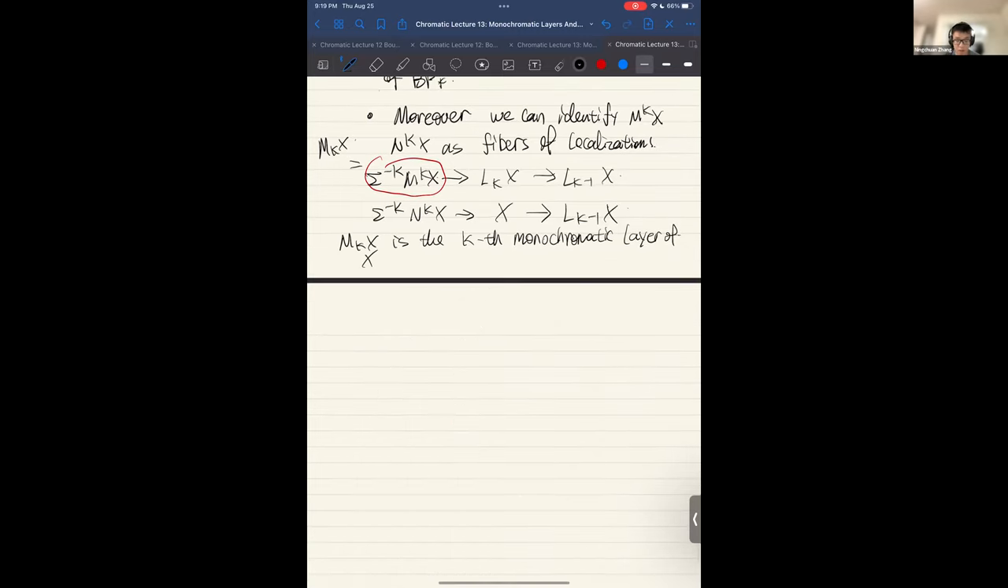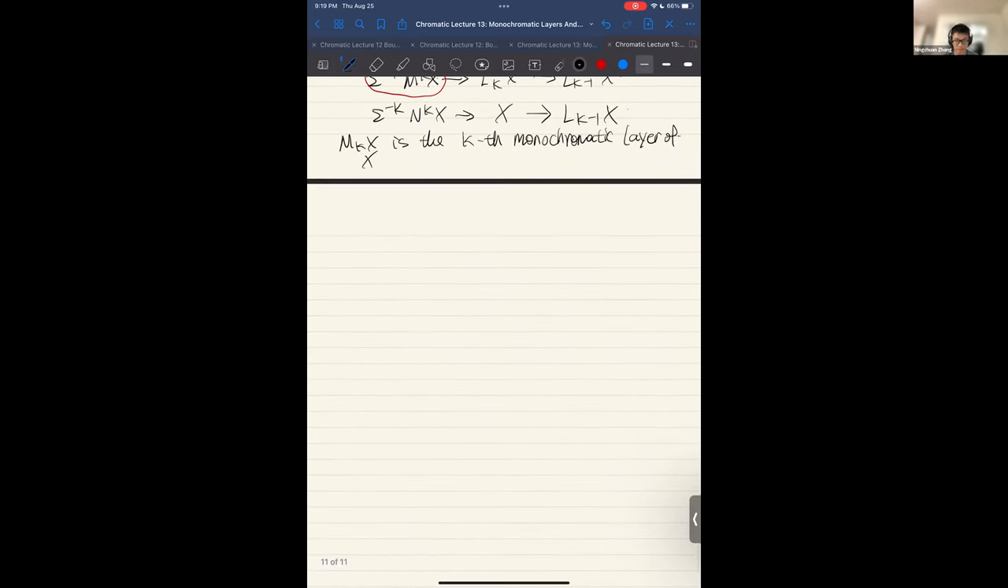So you wonder how does it compare with the Kn localization? Since we have this monochromatic layer, and we also have, maybe with different notation, a localization that just focuses on the height information, the Kn localization, how does the monochromatic layer compare with the higher localization of X?